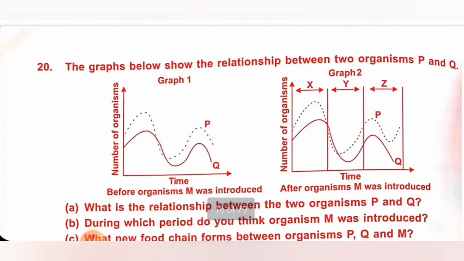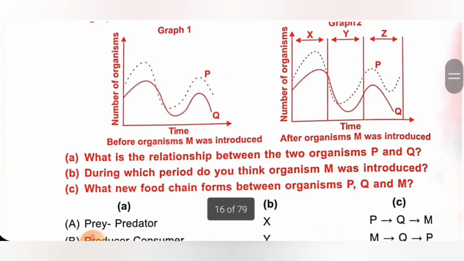The graph below shows the relationship between two organisms P and Q. What is the relationship between two organisms P and Q? Second question. During which period do you think M was introduced? Third one. What new food chain forms between organisms P, Q and M?